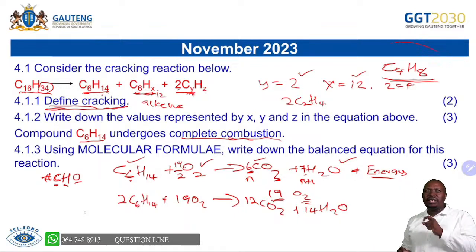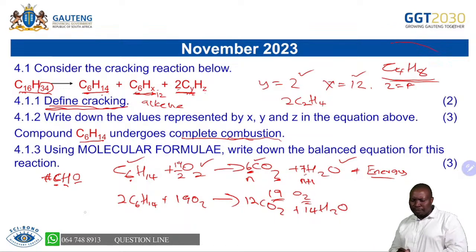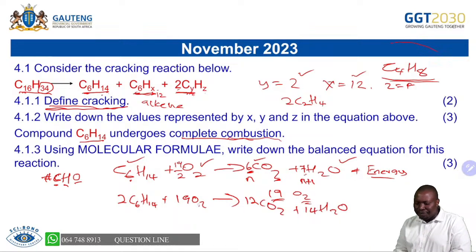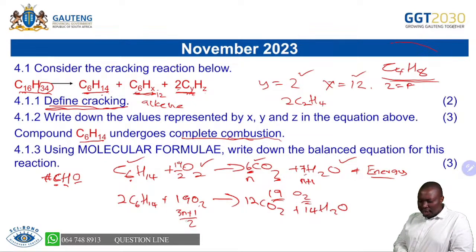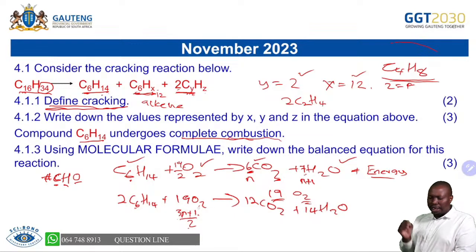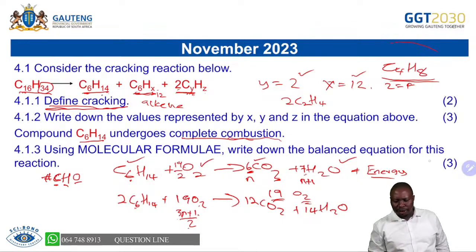Another way of balancing the oxygen, as I conclude here, is to say you can write in front of oxygen 3n plus 1 over 2. As well, that will give you the number of oxygens that we have. Remember, you are saying 3 times 6, which is 18, plus 1 is 19 over 2. Then you are able to get 19 over 2. Then you are able to get your 3 marks there.